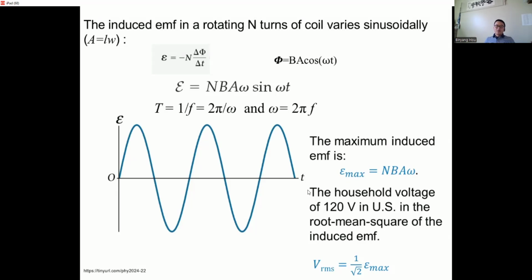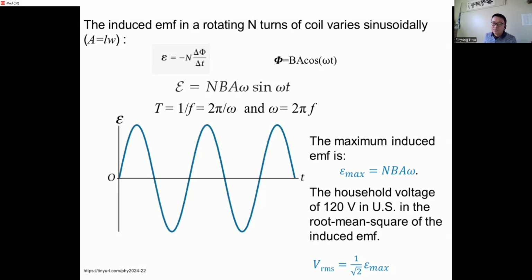Now when we talk about household voltage specifications, 120 volts in the US, that is actually not the maximum. That is kind of an average, not the technical average, but it's called the root mean square of the induced EMF. If we are talking about the average, half of the time is positive, half of the time is negative, so the average will be zero. That makes zero sense, because then when you calculate power, you'd end up with zero power, but we do consume power.